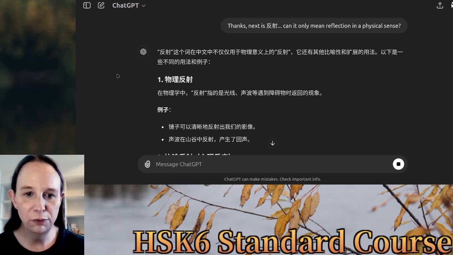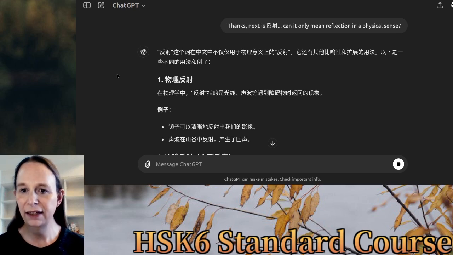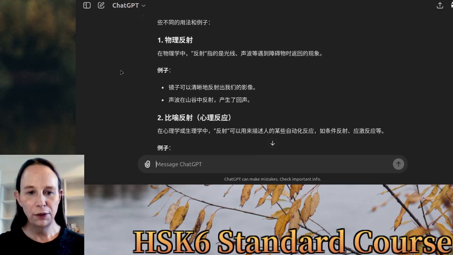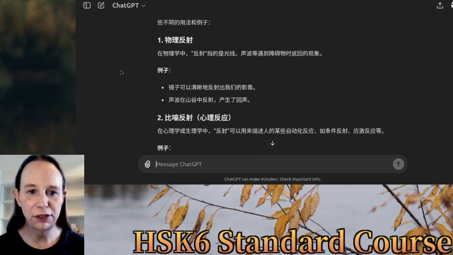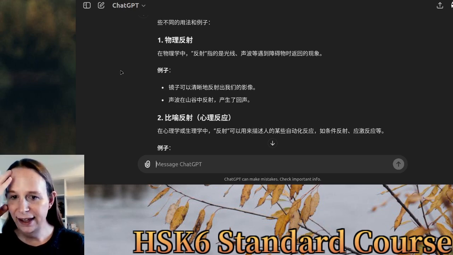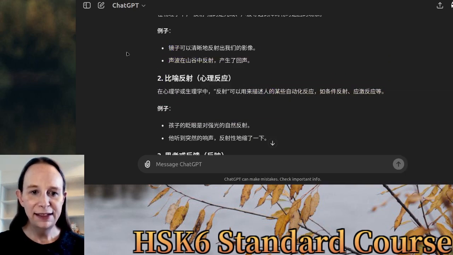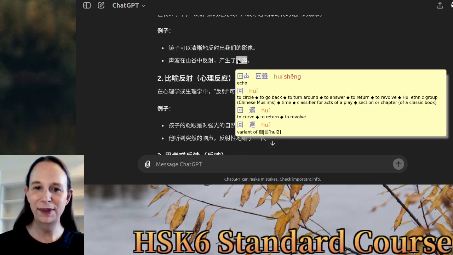反射这个词在中文中不仅仅用于物理意义上的反射，它还有其他比喻性和扩展的用法。以下是一些不同的用法和例子。物理反射，在物理学中，反射指的是光线、声波等遇到障碍物时返回的现象。Yeah, so this is the physics one. This is just physically reflecting sound or light. 镜子可以清晰地反射出我们的想象。Yeah. 声波 sound waves. 声波在山谷中反射，产生了回声。This is echo as well. I said 回响 last time is echo, but this is also echo.